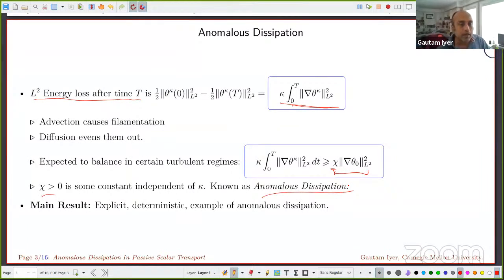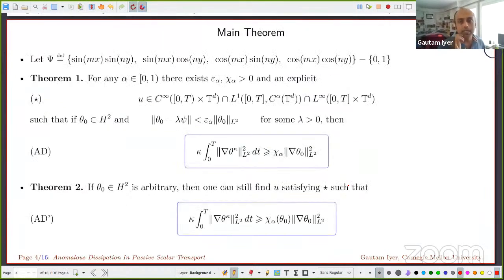The main result that we have, which I'll show you in a second, is an explicit deterministic example of anomalous dissipation. If you have any questions at any time, feel free to either put it in chat or unmute. So let me start out by stating what my results are. What we have are two things.